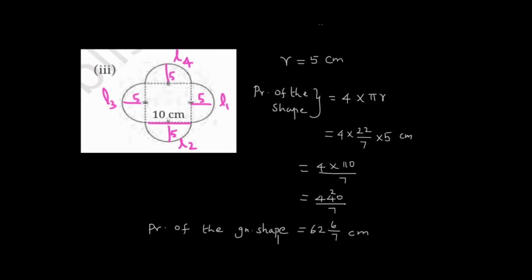62, 6 by 7 centimeter. So next, 12 centimeter is the diameter of the given shape. Once again, we are having the same length. See, 27 is the diameter. So we will be having radius half of 27, 6. Here also 6. Here also 6. So L1, L2, L3, 3 arc lengths with the same radius. Radius of the arc is 6 centimeter.